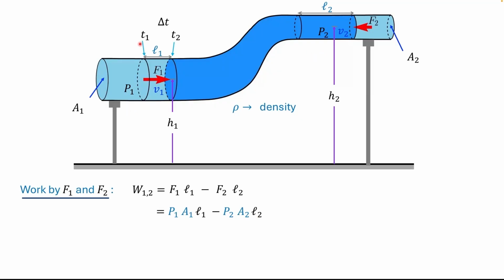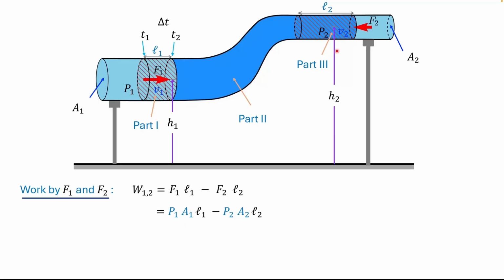Note that at the initial time T1, the object was the fluid from here to here. So at time T1, the object was part 1 plus part 2. The object moved. And at time T2, the object is part 2 plus part 3. So at the final time, the object lost part 1 and gained part 3.